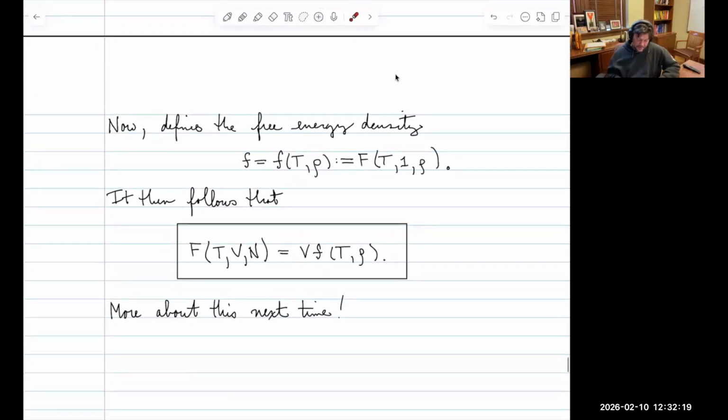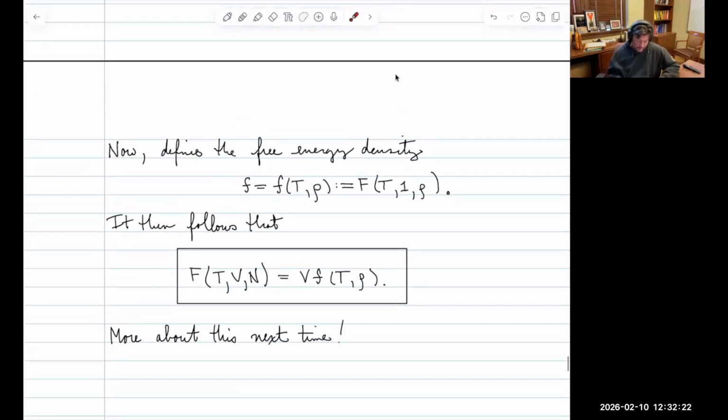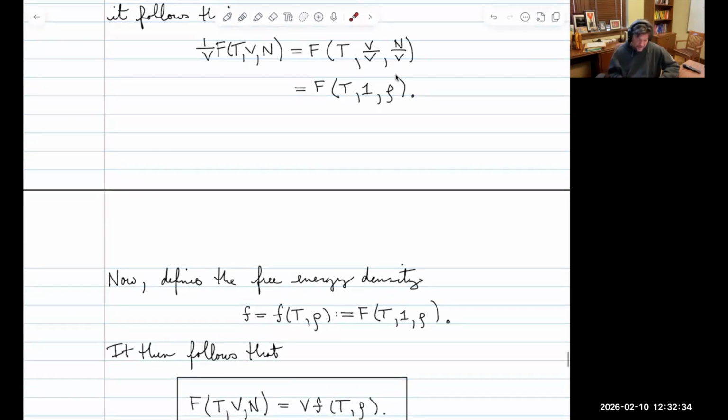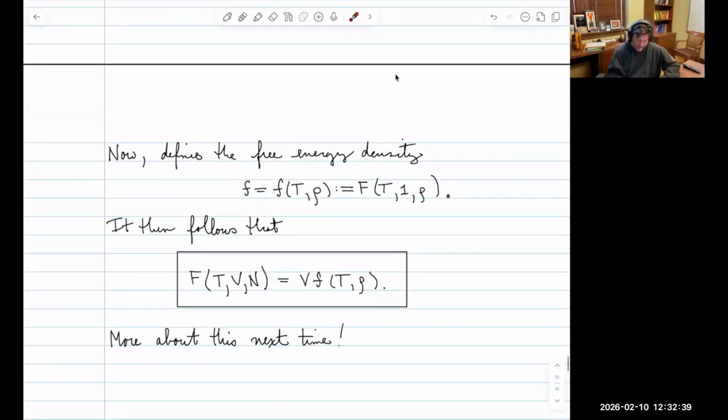So then it follows that, I've just defined this object here to be this new function lowercase f, which is the free energy density. And so now if I just multiply both sides here by V, then I get this. So this says that if I want to get from the free energy density back to the original free energy, I simply have to multiply through by the volume.